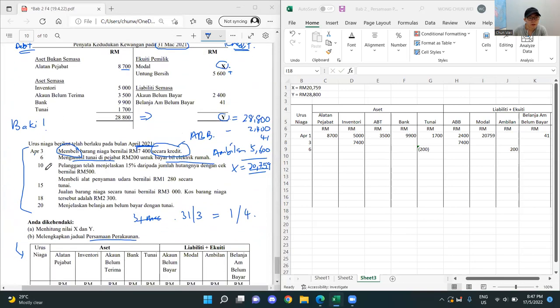10. 10 is pelanggan. Pelanggan means your ABT lah, right? This is ABT. Menjelaskan 15% daripada jumlah hutangnya dengan cek bernilai 500 ringgit. Now, how much is a hutang? How much is the ABT? So you have to find out. Okay, so sekarang your ABT is 3,500 ringgit so far, right? Jumlah ialah 3,500 ringgit. And dia cakap 15%. So use 3,500 ringgit times 15%. How much you get?